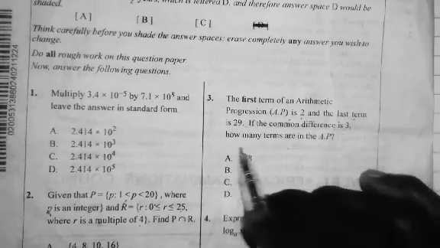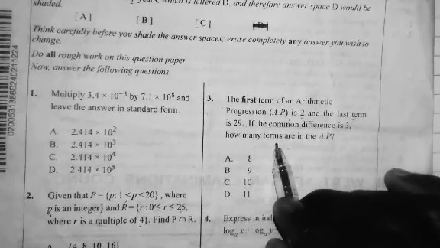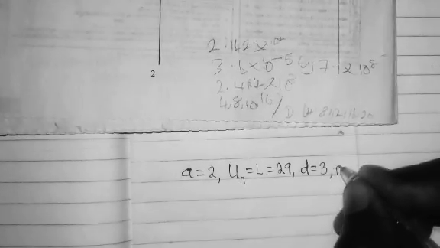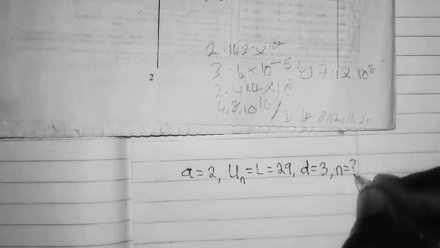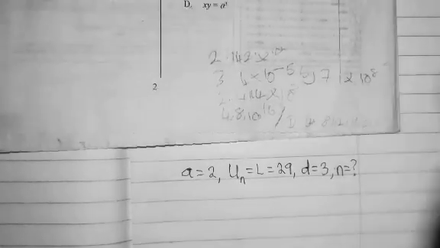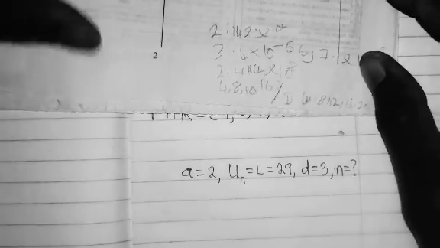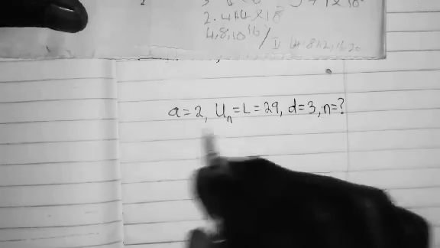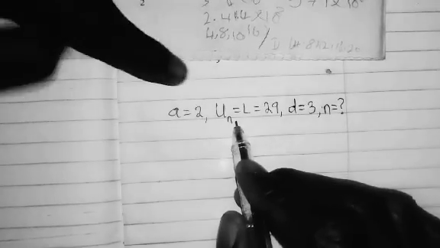Then here is what we are required to do in this question. How many terms are in the AP? They're asking you to get the value of n. Then you put your question mark here. So these are the parameters that are given to us, and this is what we are going to be using to solve this problem.